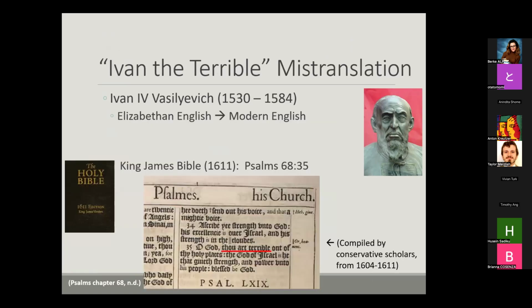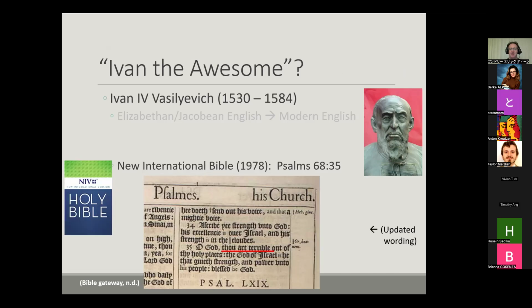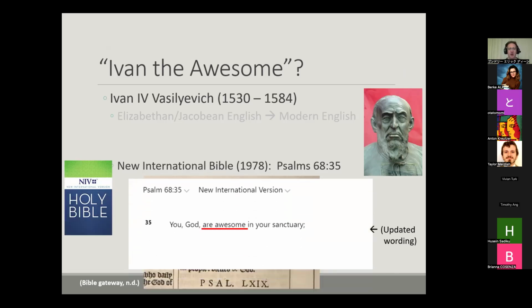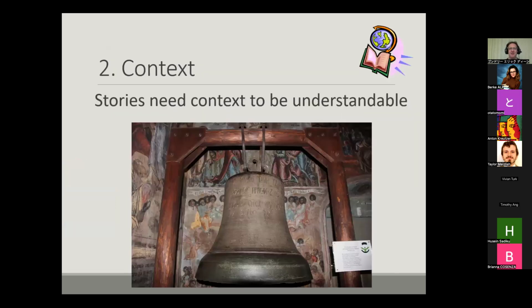But you find out that it's actually a mistranslation from Elizabethan English to modern English. If you look at the King James Bible, which was written a couple of decades after this period, there's a line in one of the Psalms that says, "O God, thou art terrible." And if you look at the modern translation in the International Bible, the same line is, "Oh God, you are awesome," right? So really it's Ivan the Awesome and not Ivan the Terrible, right? So this is a change in English itself. That's an example of historic change.